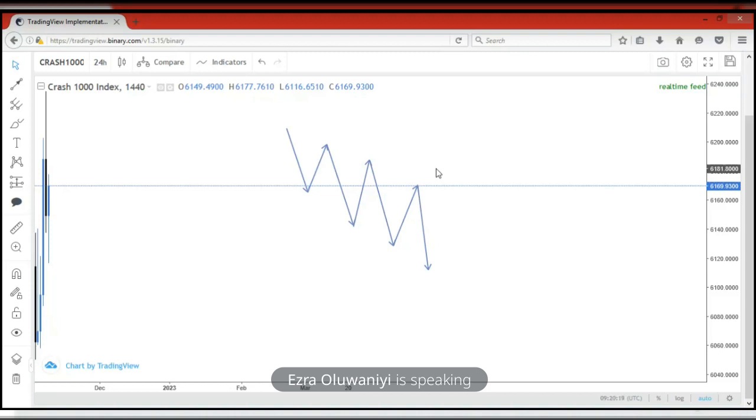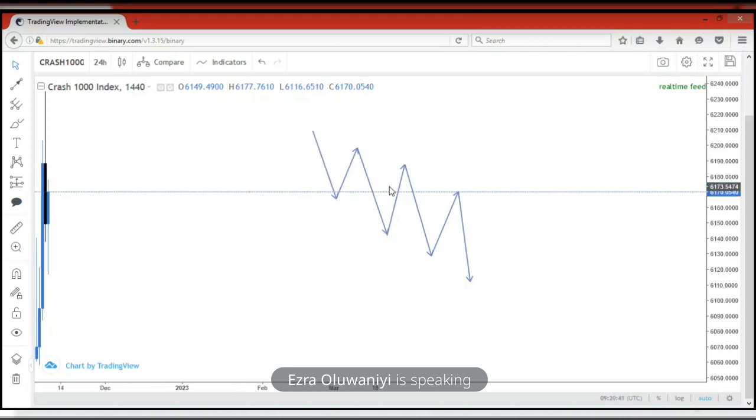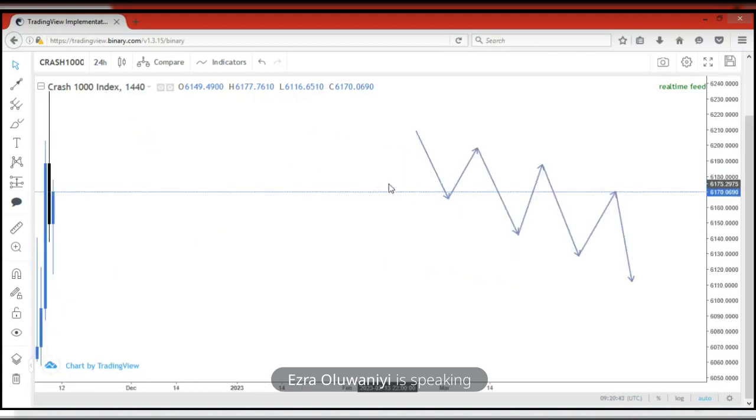Bearing that in mind, you also have to check for structure, because structure will help you identify properly the demand zones and supply zones that are available in the market, and which one you're supposed to take advantage of. Now, first of all, this is the diagram I've drawn on my screen. I believe everybody can see it.